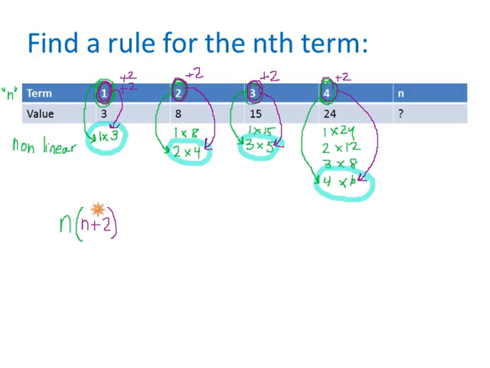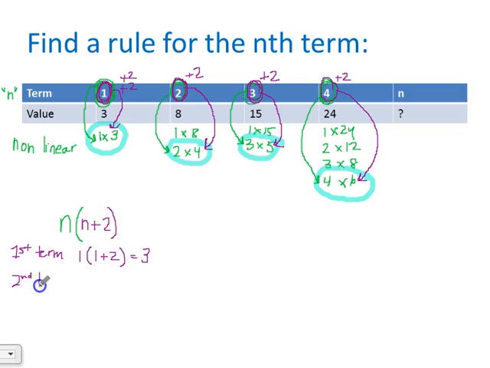So now let's test the rule that we've come up with. For the first term, our term value, n, would equal 1. So I'm going to plug in 1 wherever I see an n. So I'd have 1 times 1 plus 2, and that should give us the corresponding value of 3. Remember, we're trying to find a pattern that relates the term to the value. So let's do the math. Do what's in the parentheses first. 2 plus 1 is 3. 3 times 1 is 3. So it works for our first term.